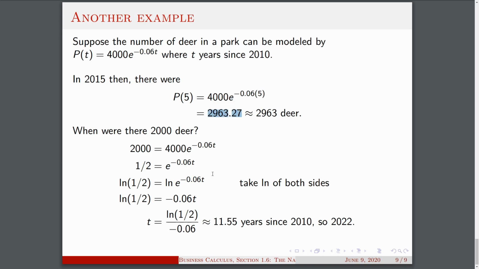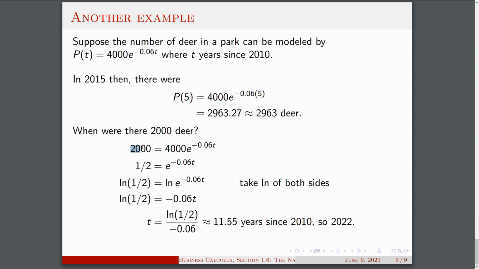Anyways, we get this number. And we'll just round that to the nearest whole number. So that's about 2,963 deer. We measure deer in deer. All right. When were there 2,000 deer? This is the other way that we could ask the question. Instead of giving the x value and asking the y value, we might ask for the x value and give you the y value.